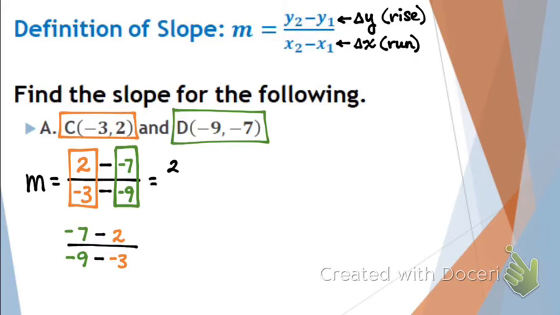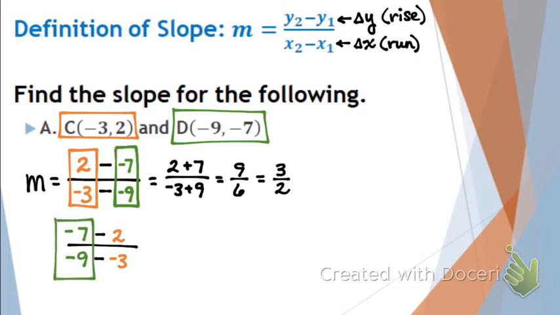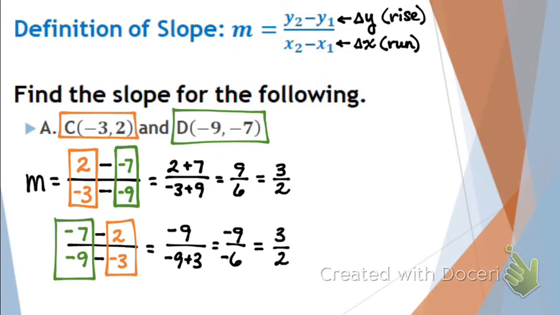So this would be 2 plus 7 in my numerator. Down on the bottom, I would have 3 plus 9. So 9 over 6. Can that reduce to 3 halves? If I switch it around and I put the coordinates from point D first and the coordinates from point C second, I would have negative 9 over negative 9 plus 3. So negative 9 over negative 6, which would reduce to what? 3 halves. But you're not always that lucky.